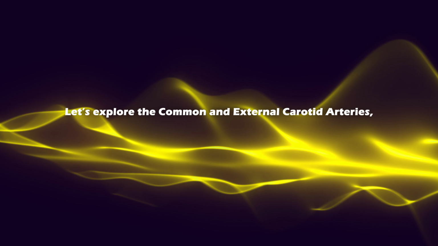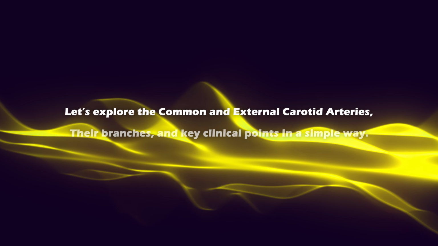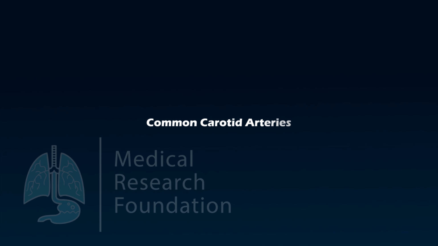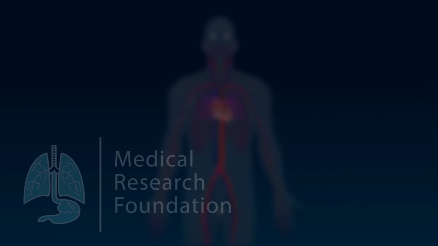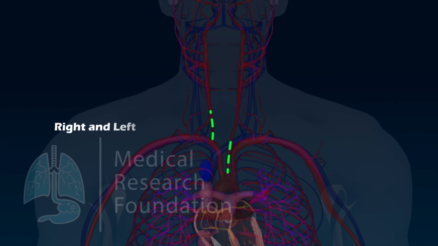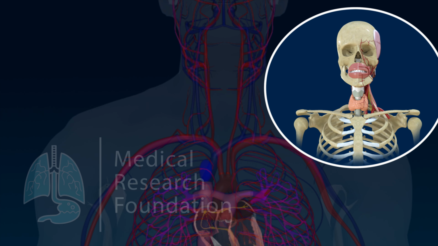Carotid arteries anatomy. Let's explore the common and external carotid arteries, their branches, and key clinical points in a simple way. Common carotid arteries. There are two common carotid arteries, right and left. They are the chief arteries of the head and neck.